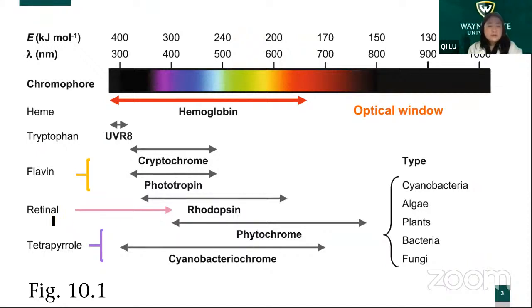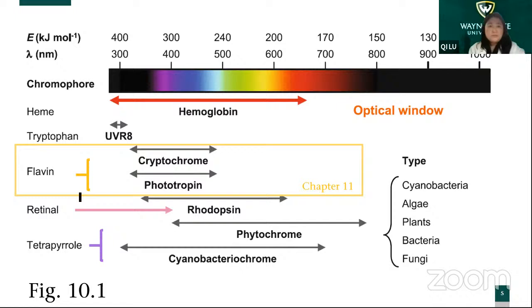So this image is from the last lecture, chapter 10, and it's talking about the tetrapyrroles, the phytochrome, and the CBCR. And today we're going to talk about CRY and the phototropins that use the chromophore flavin. That's our focus today.